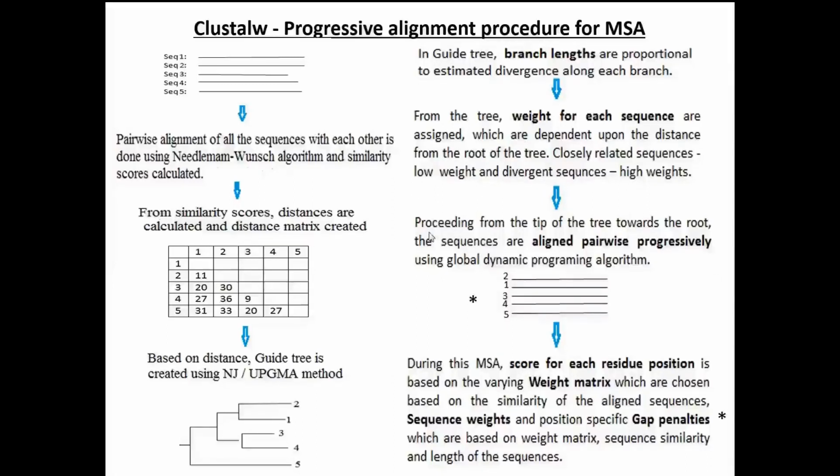Now next what they do is, proceeding from the tip of the tree towards the root, the sequences will be aligned pairwise progressively using a global dynamic programming algorithm. So here the sequences will be aligned in pairs first, and then progressively they will be aligned together. Let's see this MSA in detail.